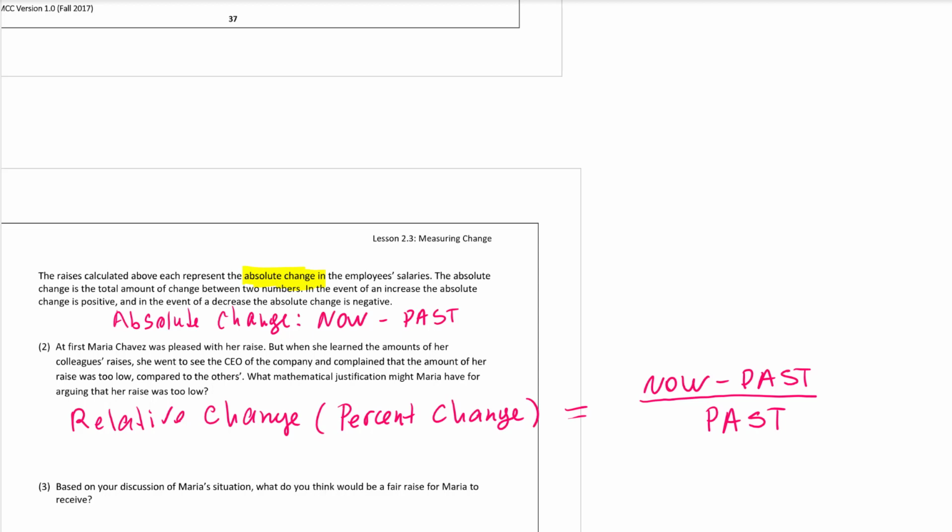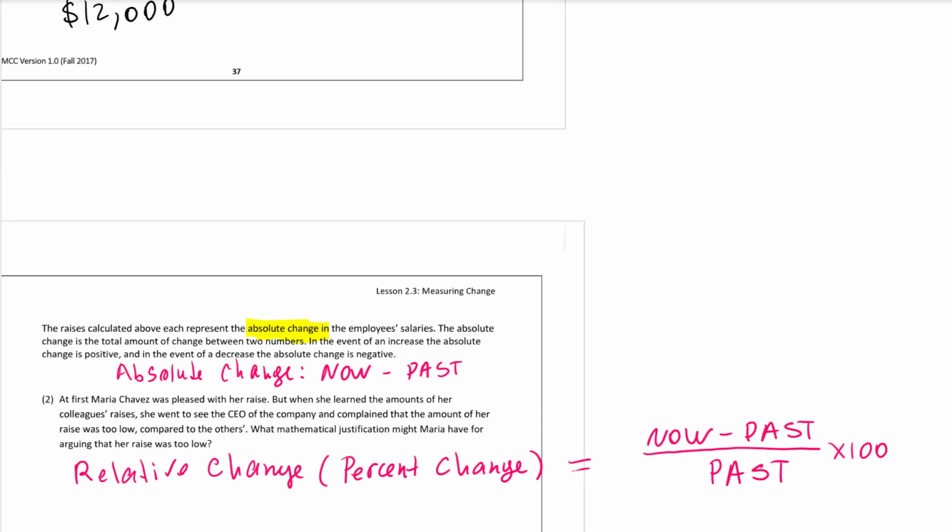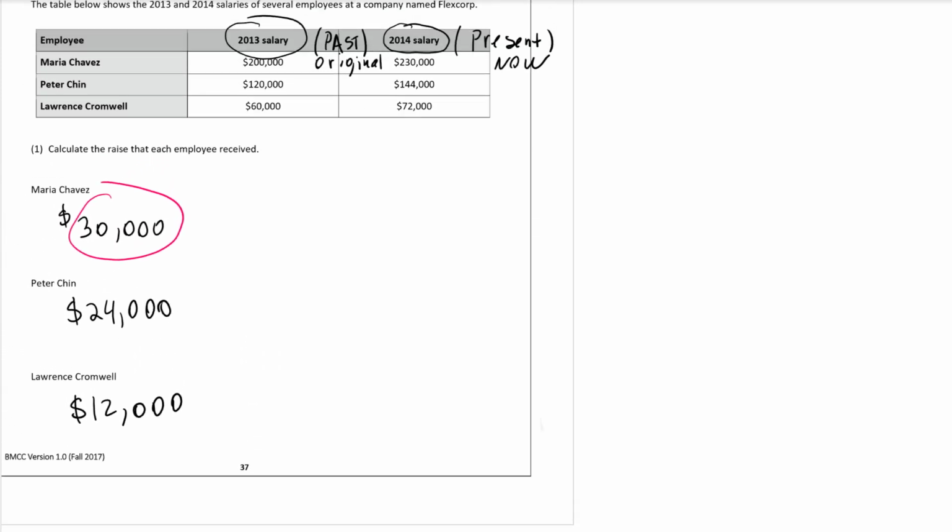Because every time you want to calculate some kind of change as a percentage, you want to compare it as a fraction of what? And it's always the fraction of the original salary. So sometimes instead of past, you can say original: now minus original, divided by the original. And then because we talk about this as a percent for the most part, we're going to multiply that ratio by 100. So let's go ahead and calculate the relative change for each of the people presented here.